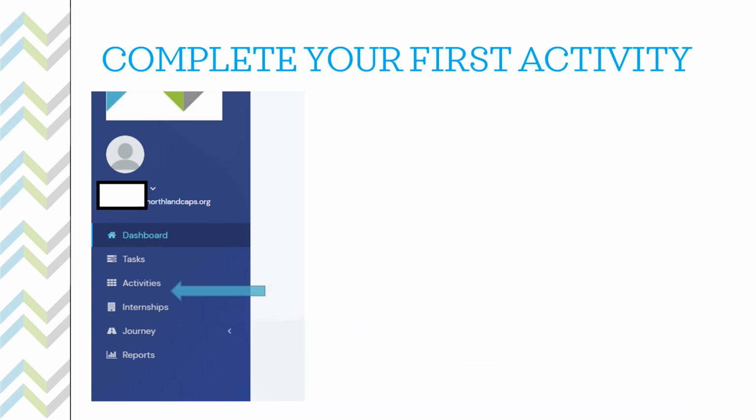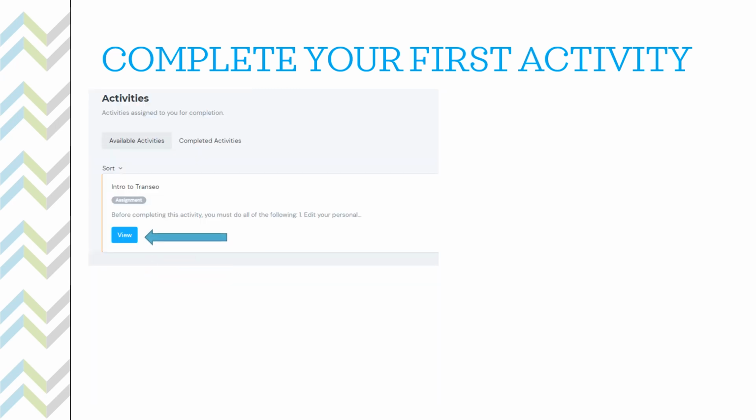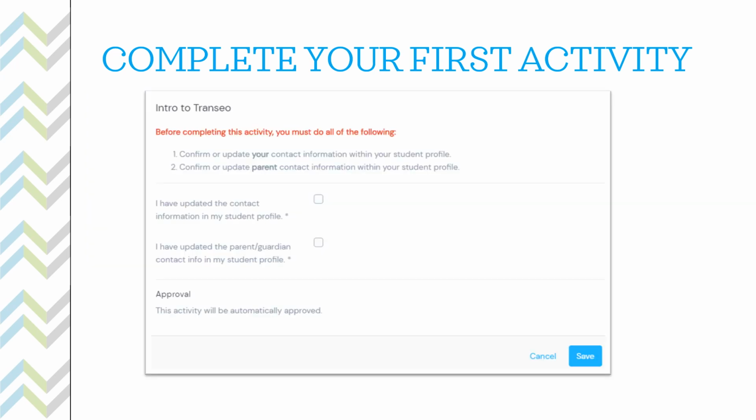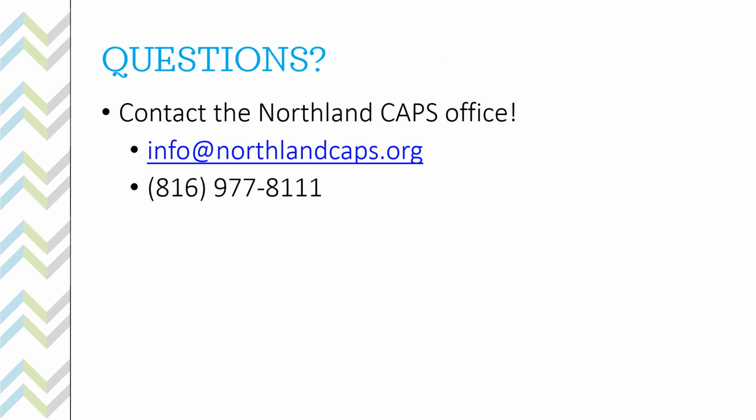Okay. Once you've done that, you're done with the student profile, and you can go to the activities menu on the left-hand side. Okay, so in that activities menu, when you click, you should only see one thing. It should be called Intro to Transeo. Click View. Before you complete that activity, you have to confirm and update your parent and your information. If you have done so and everything in the system is correct, you can check those boxes and you can click save and you're done. You've completed it. So there you go.